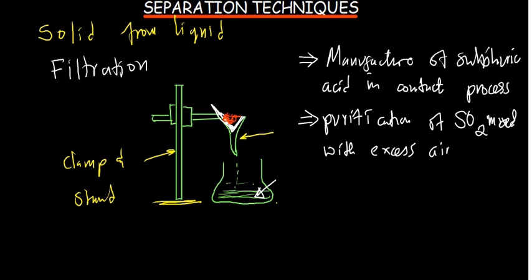Another important use of filtration is purification of water at the waterworks. For example, before water comes to our tanks, it is going to undergo purification so that by the time it reaches, we are not going to have sand. All the sand is going to be removed.